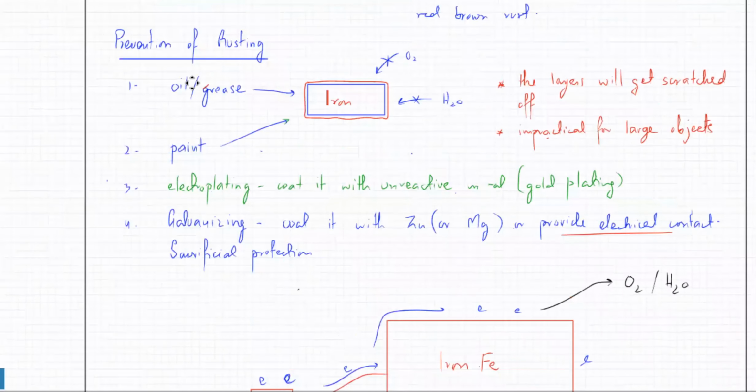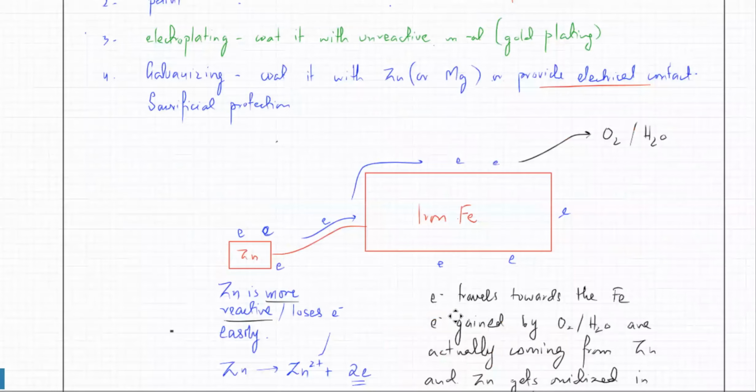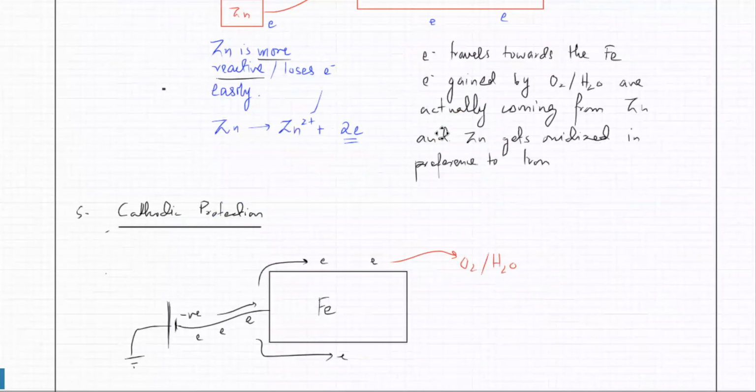One is oil and grease. The other one is paint, electroplating. These are just you just put a coating on top. It's not reliable. As soon as the coating or the layer is scratched off, rusting starts. And it's impractical for large objects. Galvanizing and doing cathodic protection, and cathodic protection is usually the way that's done.